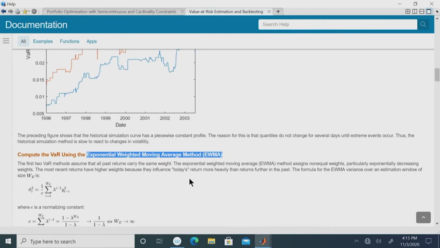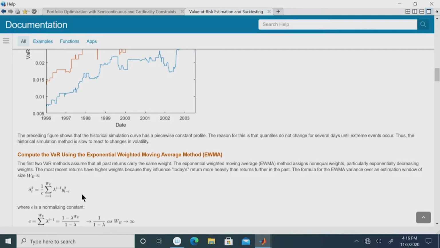So, now what do you do? The EWMA method again goes back to the estimation of volatility. This is again a parametric method like the normal distribution method. So, the formula for estimation of the EWMA variance over an estimation window of size W_E.